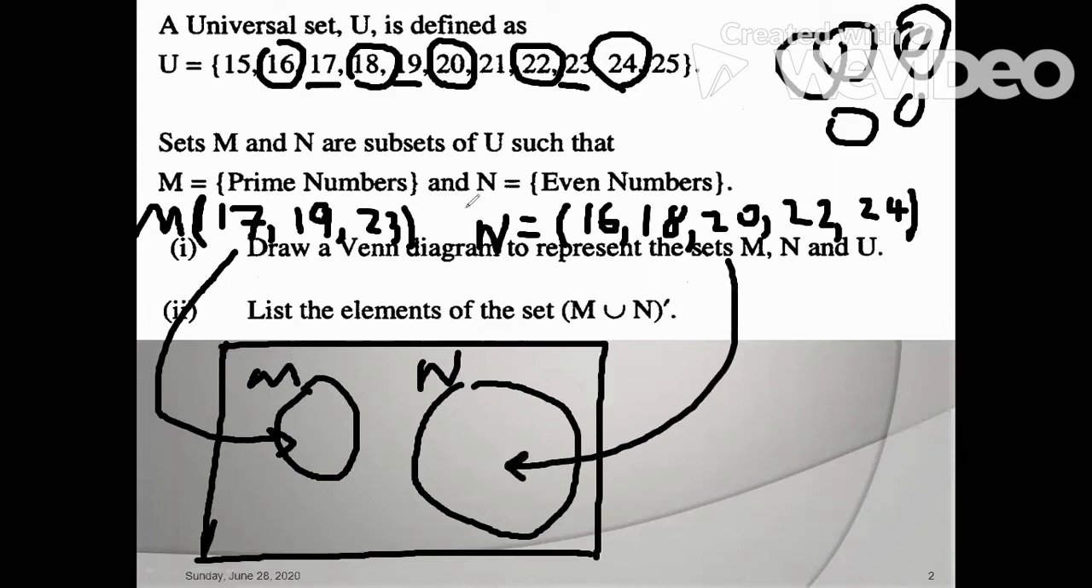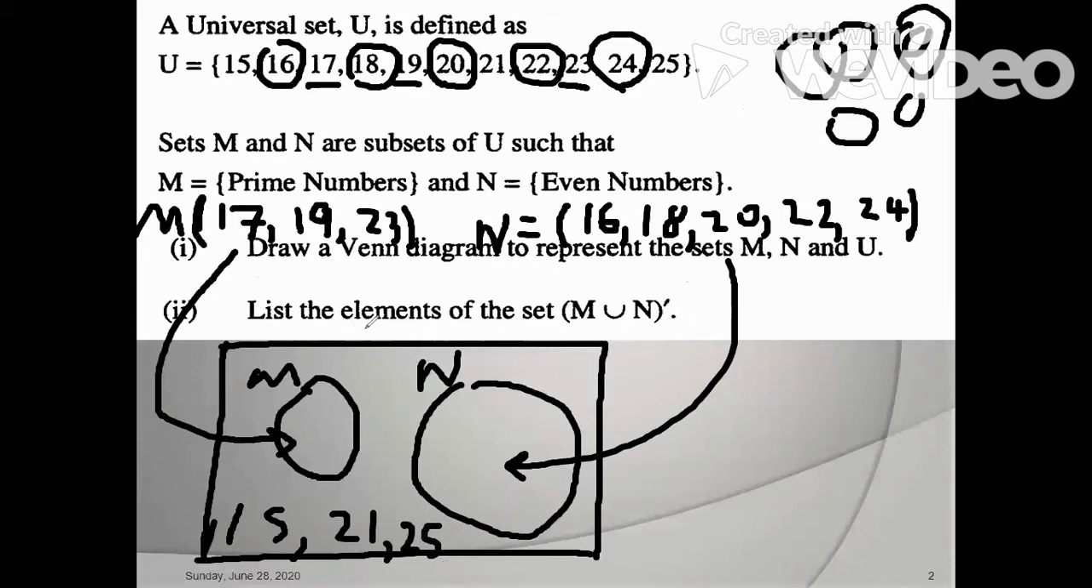But you notice that we have a few numbers on the outside. These numbers are neither in set M nor N. They turn out to be 15, 21, and 25. So those elements are on the outside, and that will answer the second part of the question.